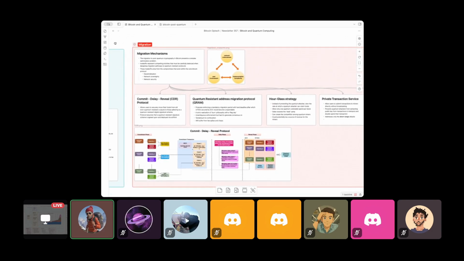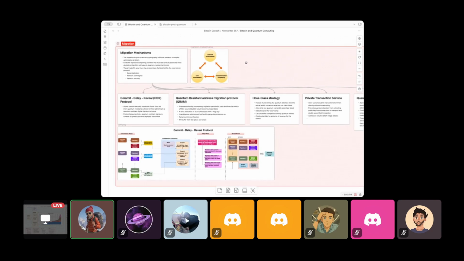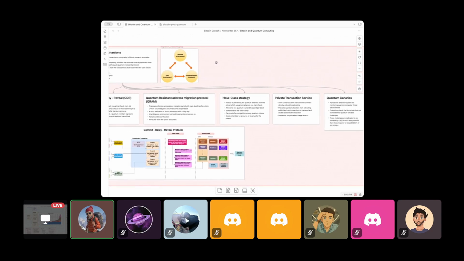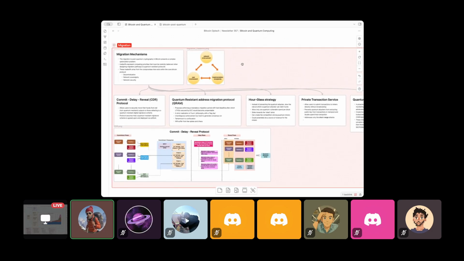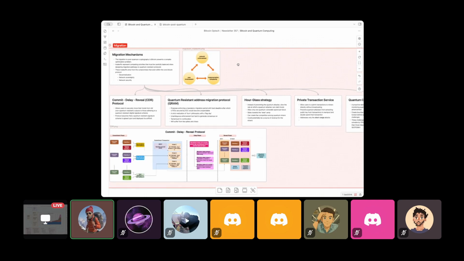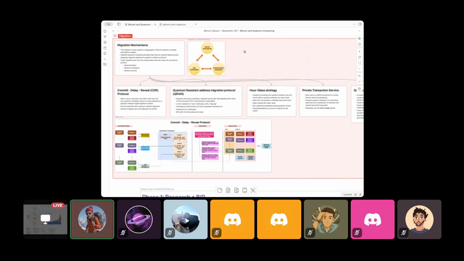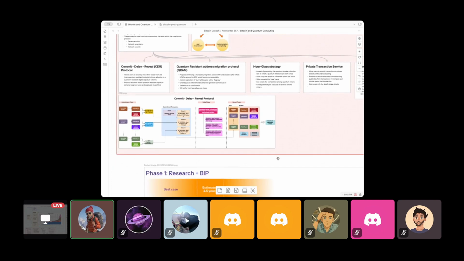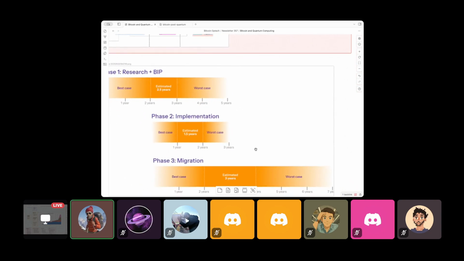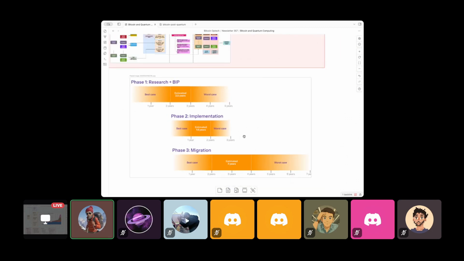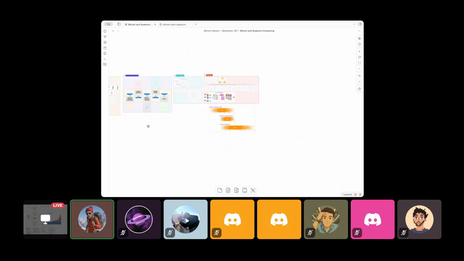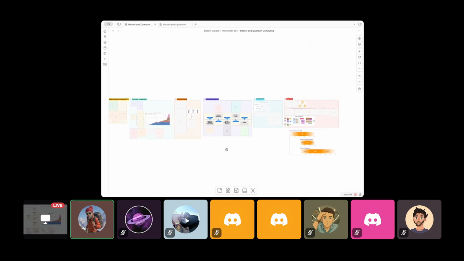Then we'll have a look at the migration pathways. There are different ideas or protocols that are proposed in order to handle the migration. So we'll look at how this might happen. Then we'll also have a look at the timelines that we are looking at in order to make all these changes. So that sums up, and gives you an overview of what we'll try to cover today.